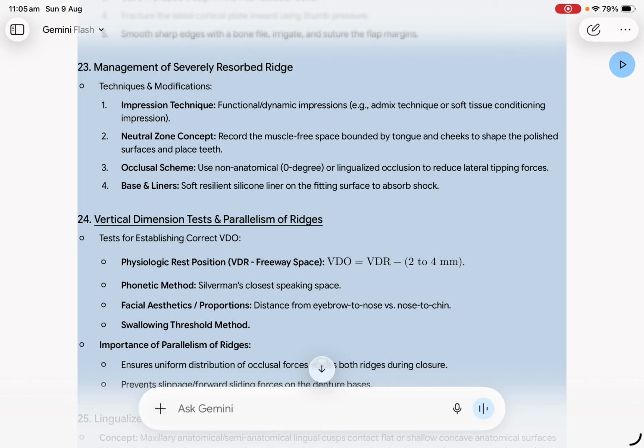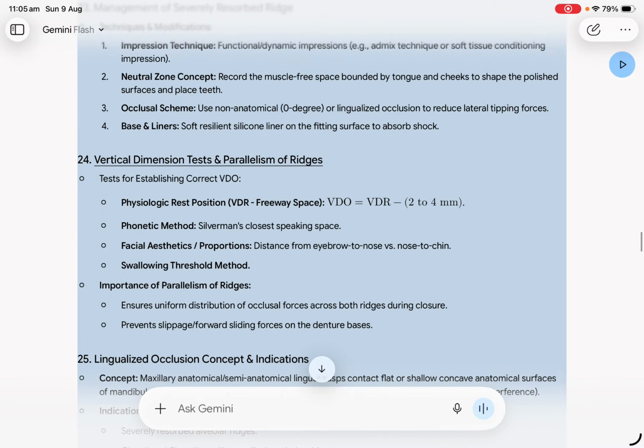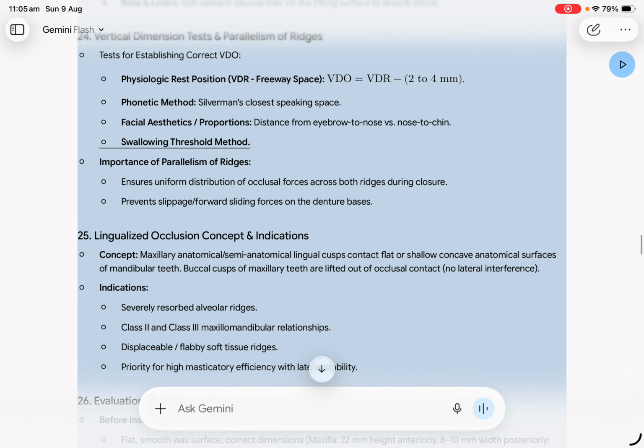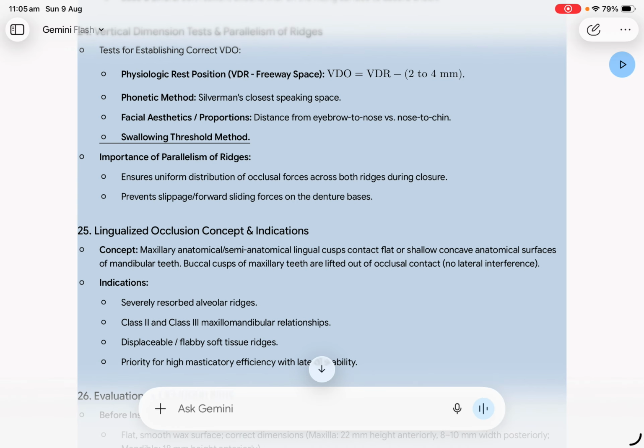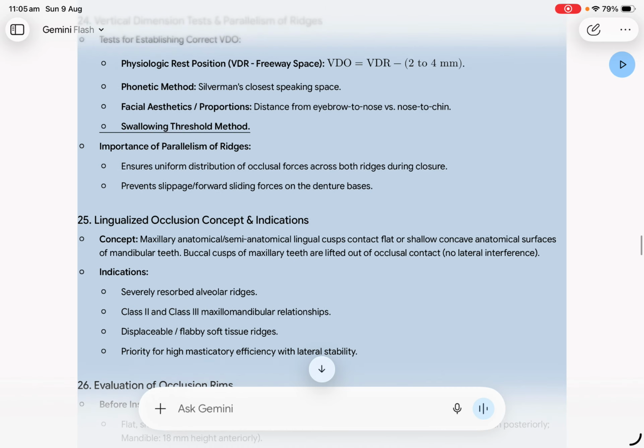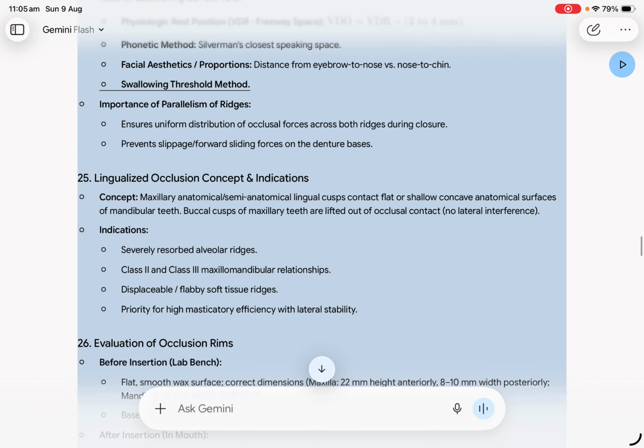24. Vertical dimension tests and parallelism of ridges. Tests for establishing correct VDO: physiologic rest position, VDR, freeway space, phonetic method, Silverman's closest speaking space, facial aesthetics proportions, distance from eyebrow to nose versus nose to chin, swallowing threshold method. Importance of parallelism of ridges: ensures uniform distribution of occlusal forces across both ridges during closure, prevents slippage and forward sliding forces on the denture bases.